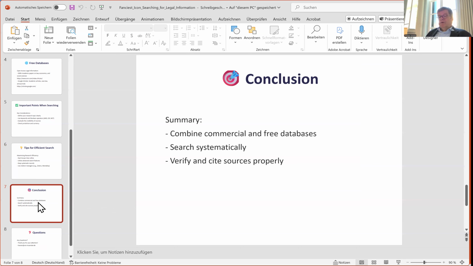Summary: please combine commercial and free databases. Search not only one question, but search systematically and verify and cite the sources properly.